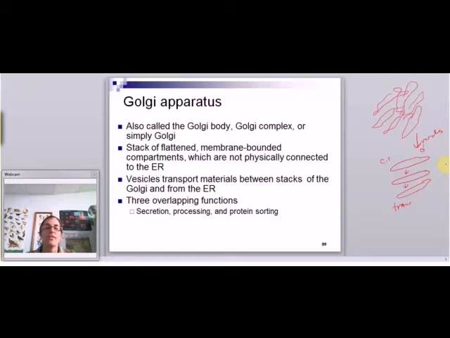The Golgi has three functions: secretion, which is to secrete things to the outside of the cell or release them to the outside of the cell; processing, which means to modify materials; and sorting. So sorting means to send to its correct location. People often use the analogy of a post office because its primary job is to accept materials, to read what destination they're supposed to go to, and then send them to that correct location.